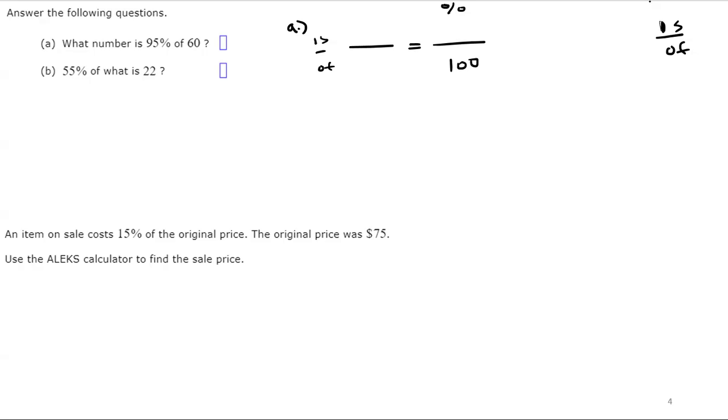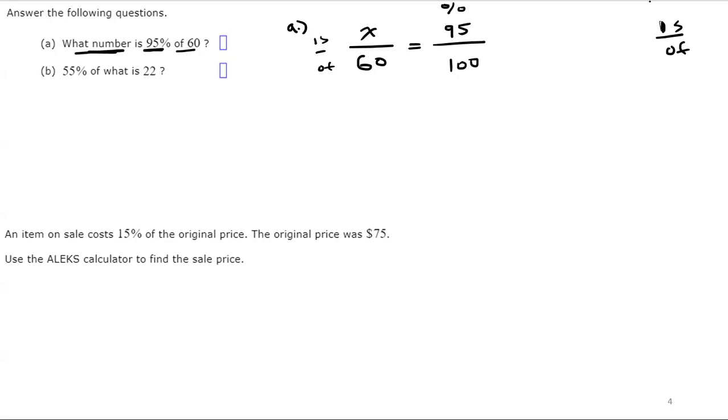So when we look at the first one, it says, what number is 95% of 60? The 95% is dealing with the percent column, and this is on the top, so I'm going to put 95 over here. And there's of 60, so of 60 is on the bottom. I'm going to put 60 there. Then I just put X on my top because I'm trying to figure out what that number is.